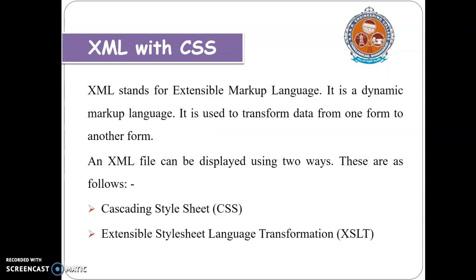XML with CSS. XML stands for Extensible Markup Language. It is a dynamic markup language. It is used to transform data from one form to another form. An XML file can be displayed in two ways. The first one is with CSS, and the second is using Extensible Stylesheet Language Transformation.